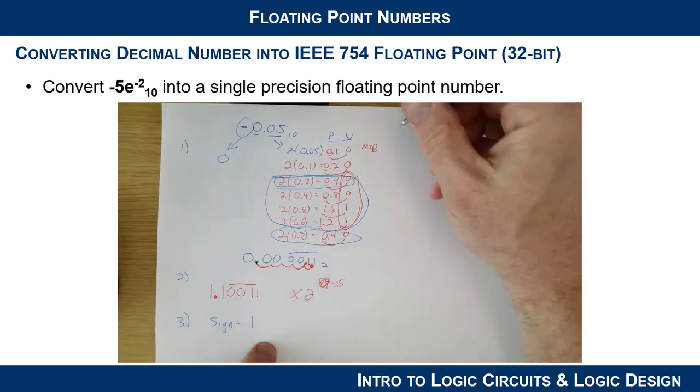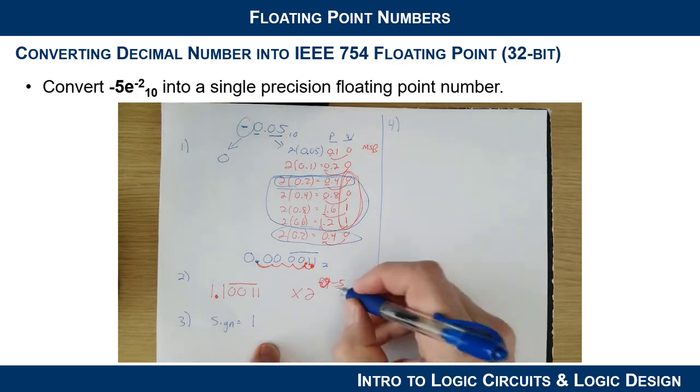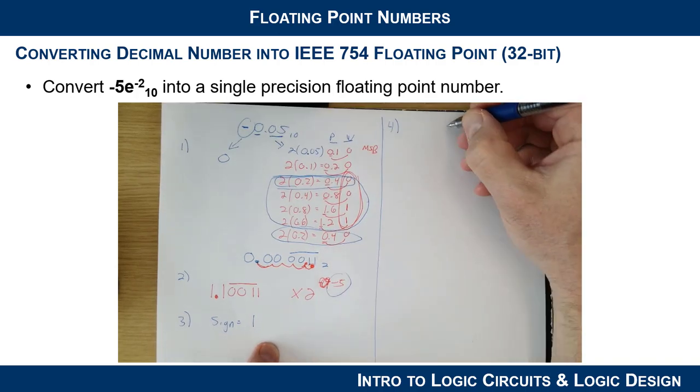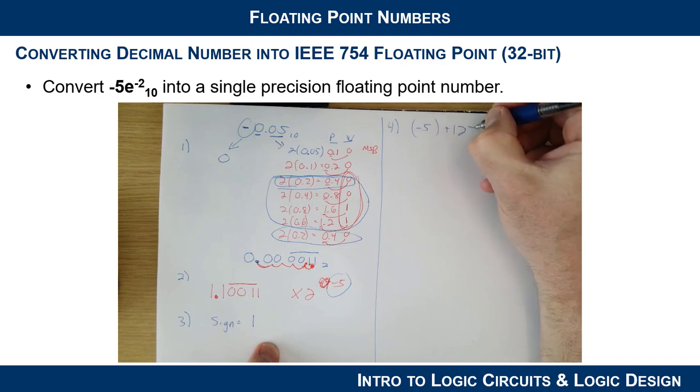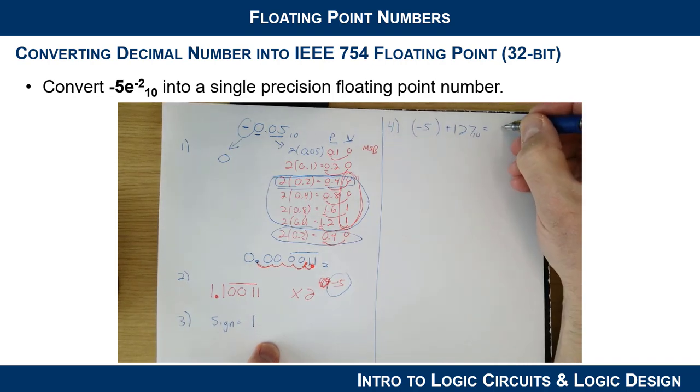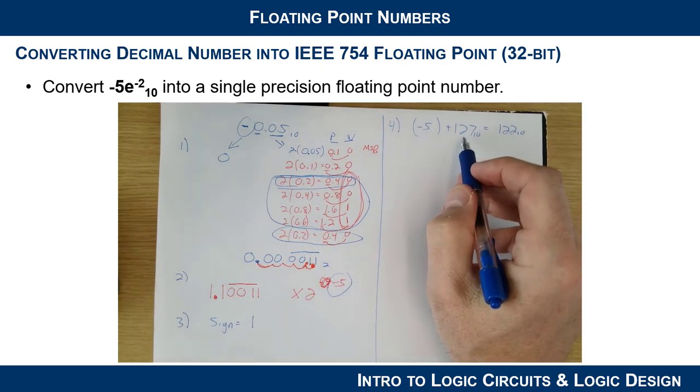And then let's go up here for our biased exponent. The exponent is negative 5, right? And then what we have to do is add 127 to that base 10. And so we end up with 122 base 10. And notice that we add this bias because it's shifted.